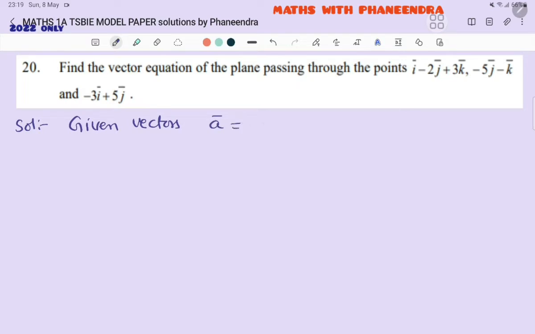Let us consider A bar is equal to i minus 2j plus 3k, B bar is equal to minus 5j minus k, and C bar is equal to minus 3i plus 5j.